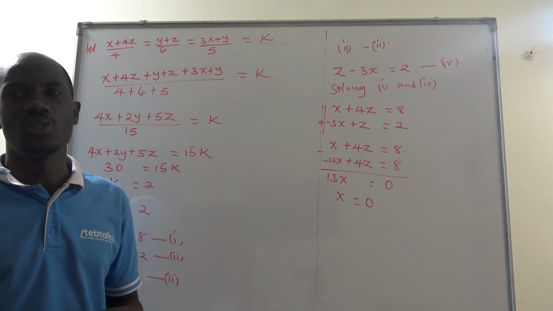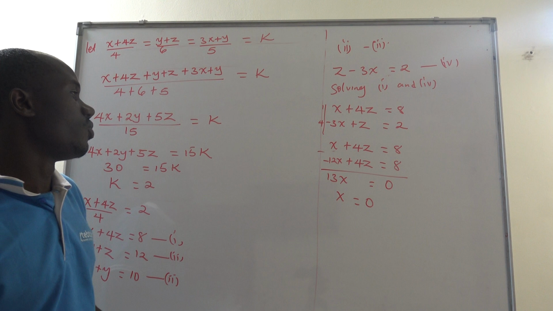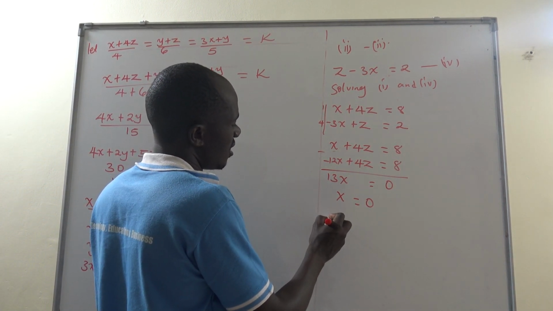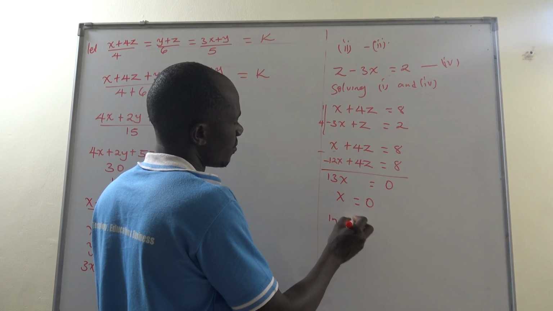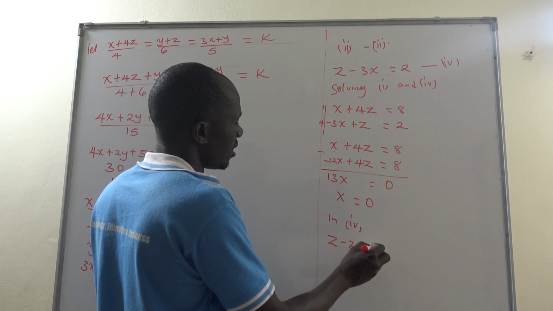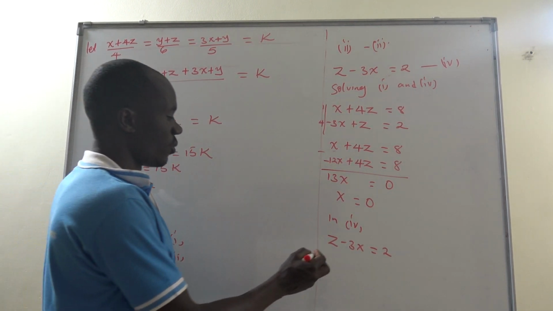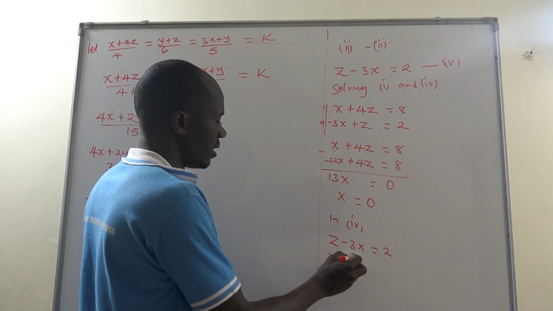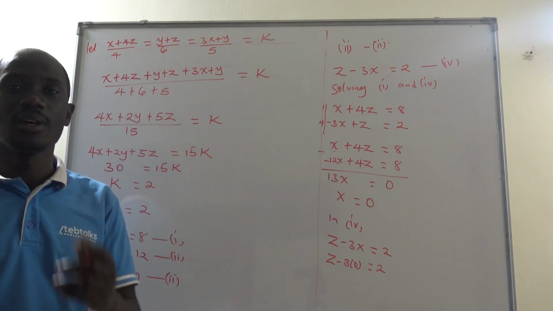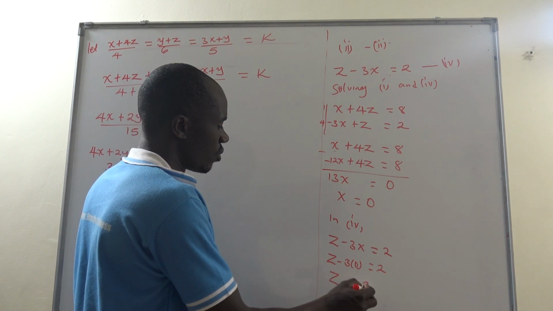After getting x equals 0, you can substitute in any of these equations to obtain the value of z. I can say in Roman 4, what was Roman 4 saying? z minus 3x equals 2. But we have already got our x as 0. So when you substitute, it becomes z minus 3 times 0 equals 2. Any number times 0 remains as 0. So eventually we will remain with z equals 2.